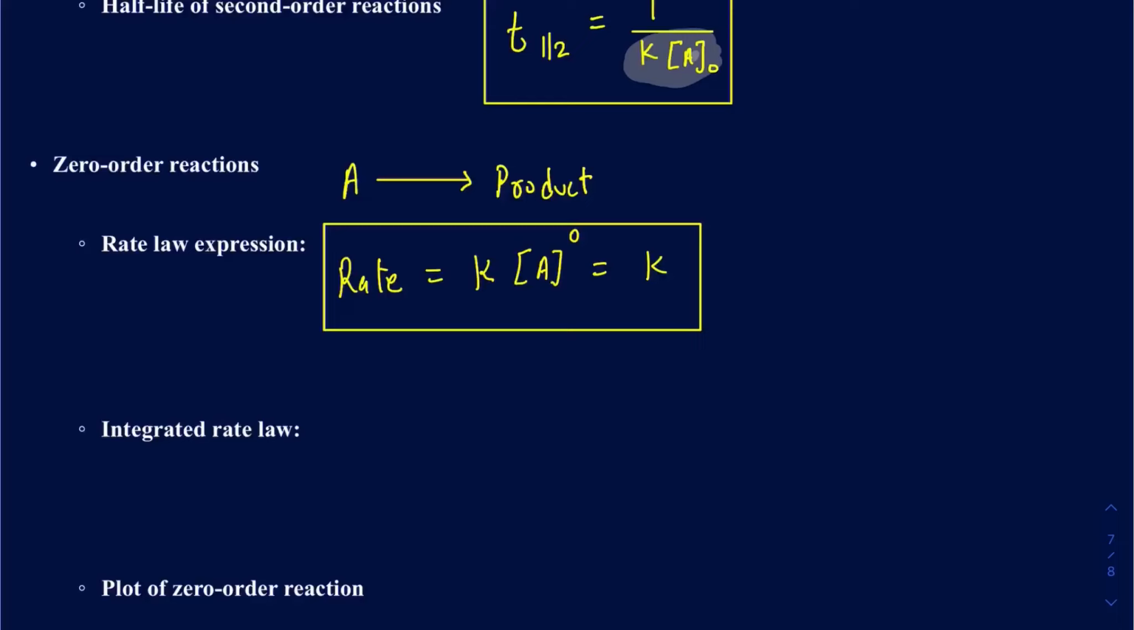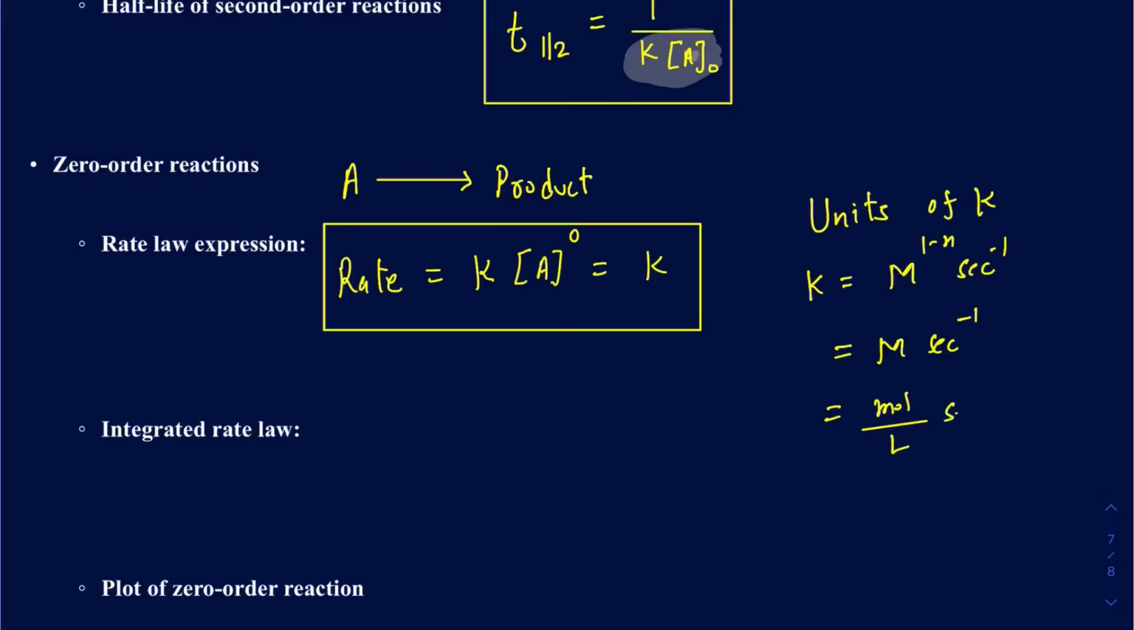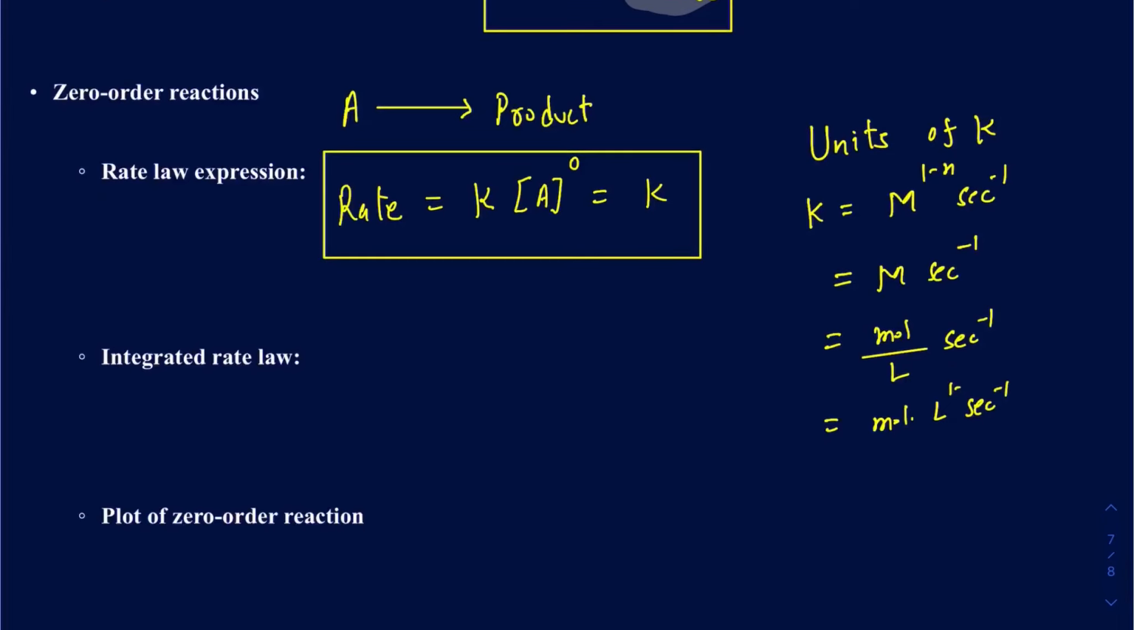And how would you find the units in this particular case? For the units of k, I can write down molarity to the 1 minus n, times second inverse, and since it's a zero order reaction, the n value is going to be 0, so it's just going to be molarity times second inverse. If I want to break down the molarity, it's moles divided by liters, times second inverse, which I can rearrange to write moles times liters inverse times second inverse. So that's going to be your final units for k in this particular case.